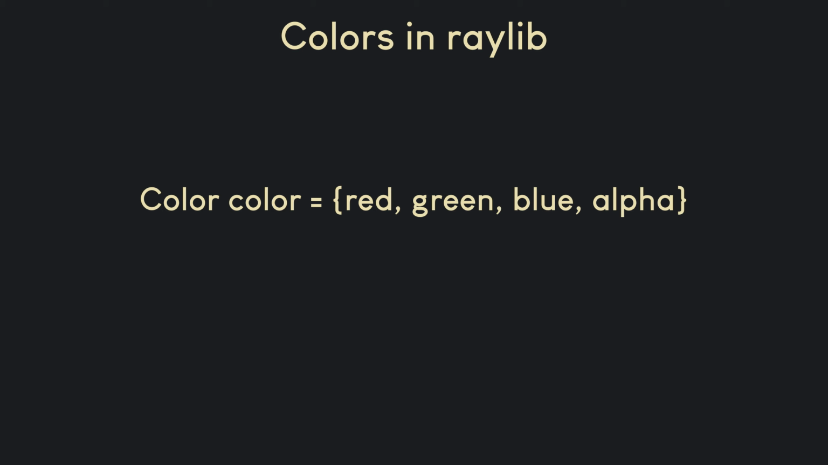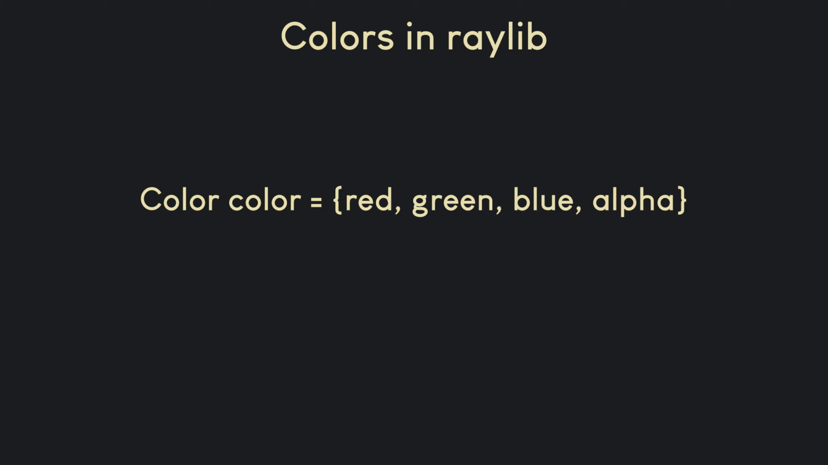In Raylib, colors are represented using a struct called Color, which contains 4 components: red, green, blue, and alpha. The values of each component range from 0 to 255, where 0 represents the absence of the color and 255 represents the full intensity of the color.